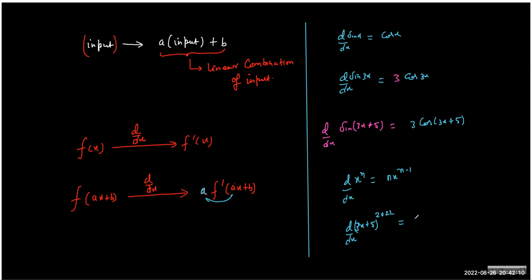What can we write here? 2022 into 3x plus 5 to the power 2021. That's it. Something else we are missing? The scaling, you have to multiply with the scaling factor, into 3. Very good. Is this clear, guys? Have you understood this? Yes or no? Yes, sir.